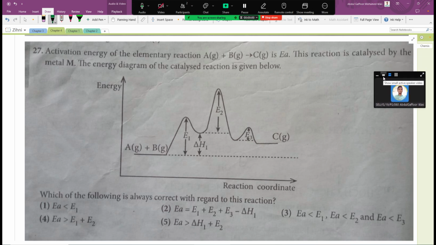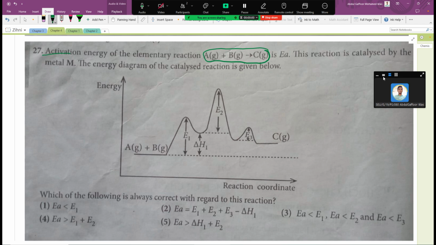I'm not sure. Okay. So now we have just studied activation energy. Yeah. Can you hear me now? Yeah. Okay. So if you read the question, activation energy of the elementary reaction, right? So elementary reaction means this is a reaction happening in one way. Okay, so one step.